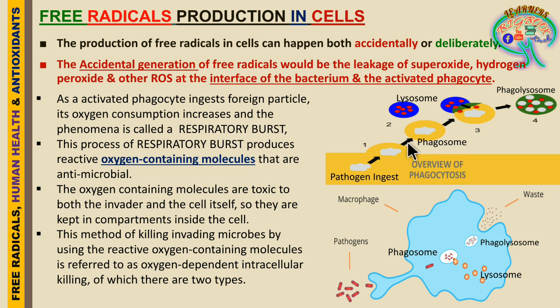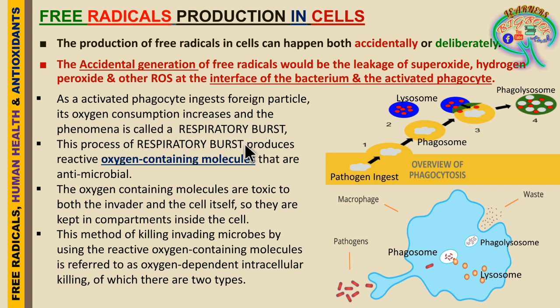Here these phagosomes combine with the lysosome. After the lysosome combination, it becomes a complex called a phagolysosome. Here you can see the phagolysosome, which looks like this. Now during this phenomenon, what will happen? The macrophages consume more oxygen, an increased consumption of oxygen takes place, and this phenomenon is called the respiratory burst.